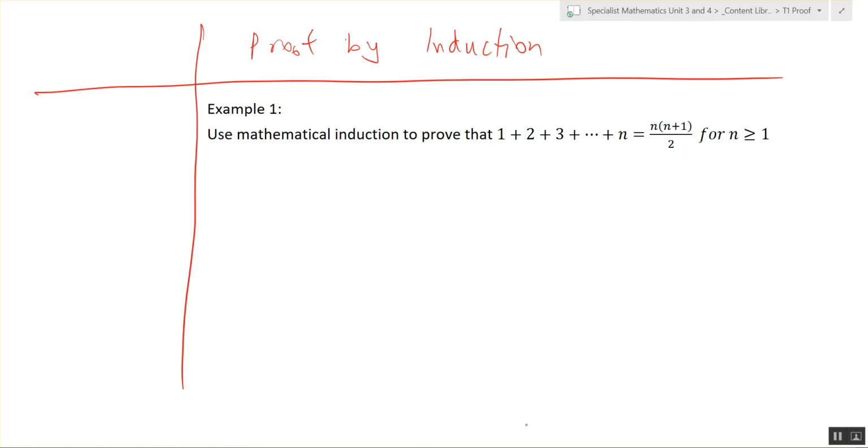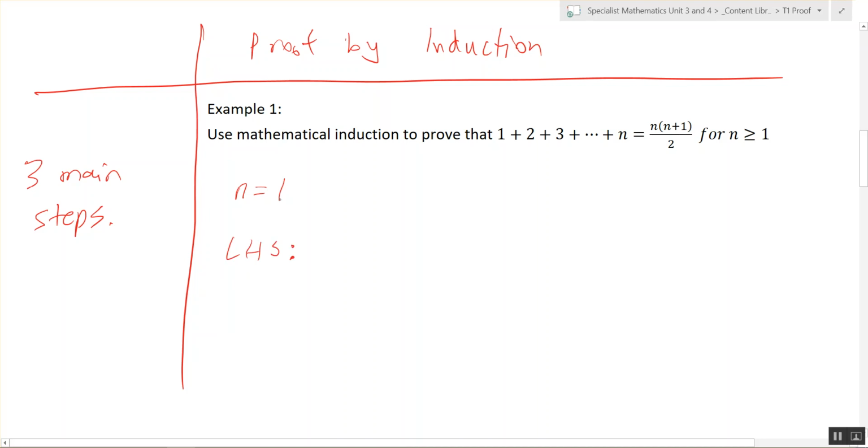So when we do proof by induction, there are three main steps. The first step is when n equals 1. You just substitute that number in and work out the left-hand side. What about the right-hand side? So the left-hand side equals the right-hand side.